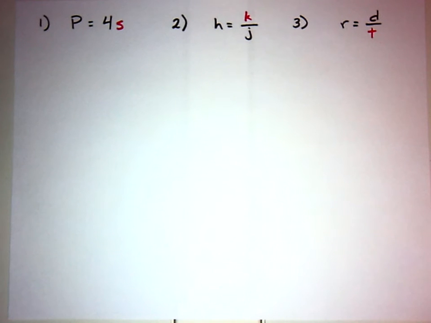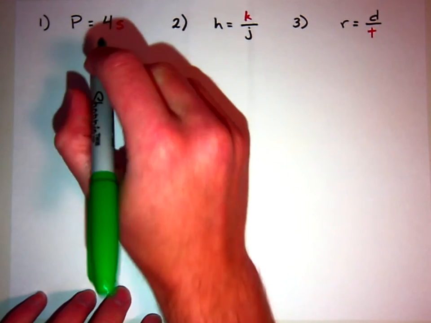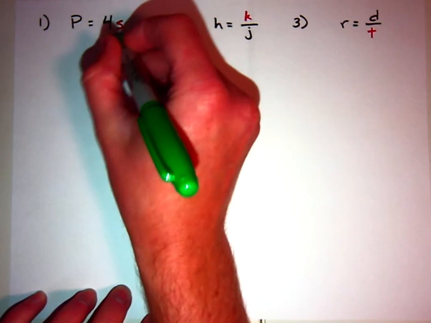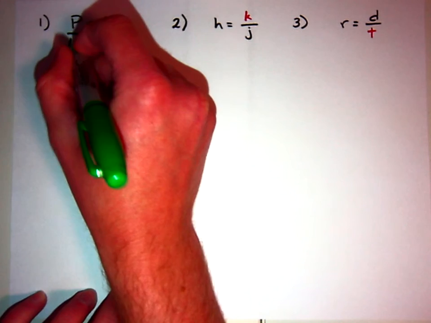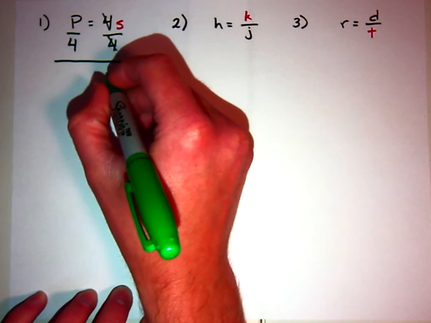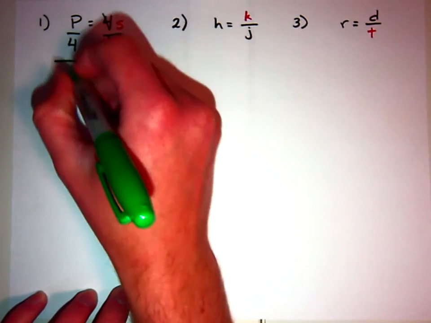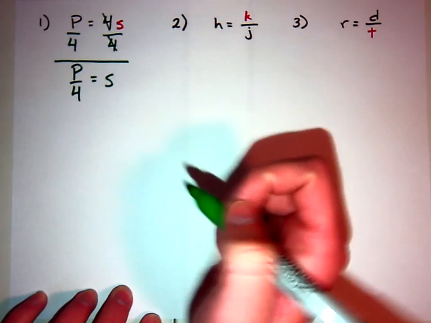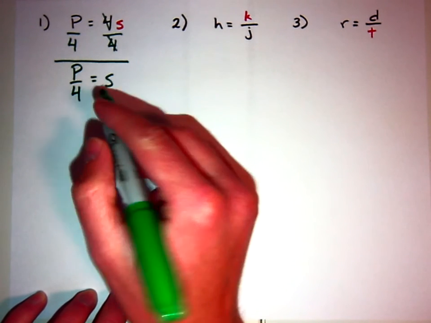So, number 1, we have P equals 4S. We want it to be in terms of S, so it's S equals something. Well, let's look at what is paired with the S right now. S is being multiplied by 4, so we need to do an inverse operation to eliminate that 4. If 4 is multiplying S, then we have to divide. So we're going to divide by 4. These 4's cancel out, and we're going to just get S equals P over 4. And that can be our answer, right? So we have S equals something.